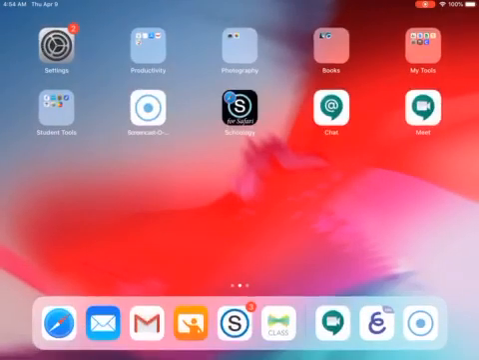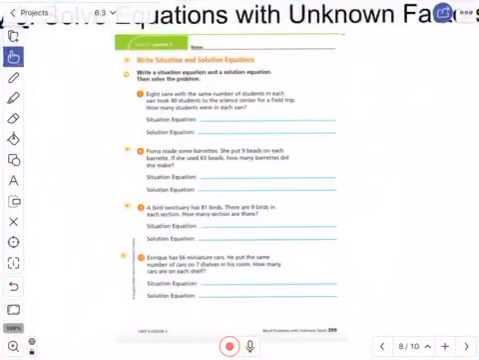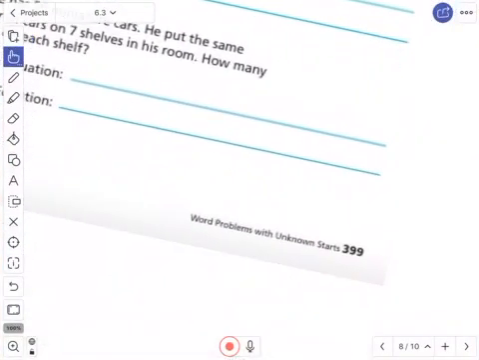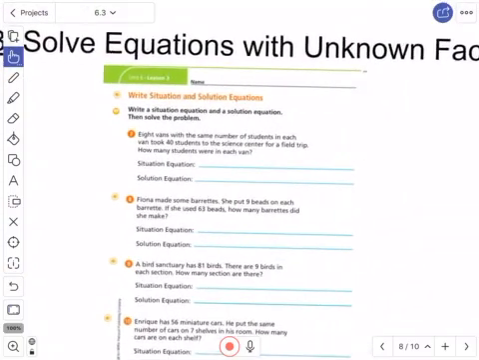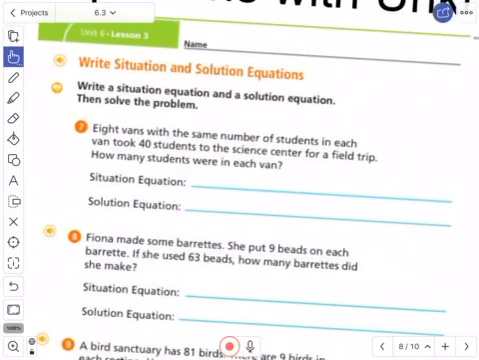Okay, and we're back for the next page here. So we were doing page 399 there. And if you haven't pulled this in Notability, pull it from Notability. But I'll start working on this one.